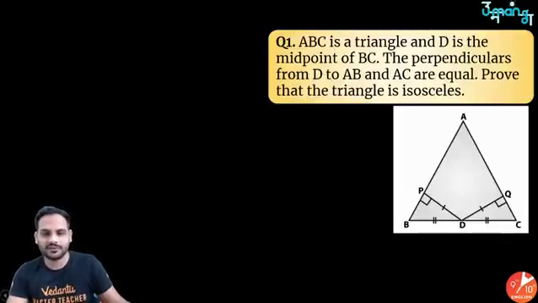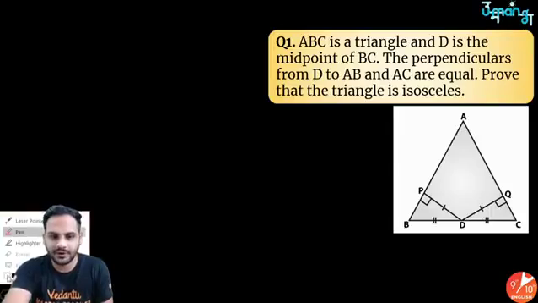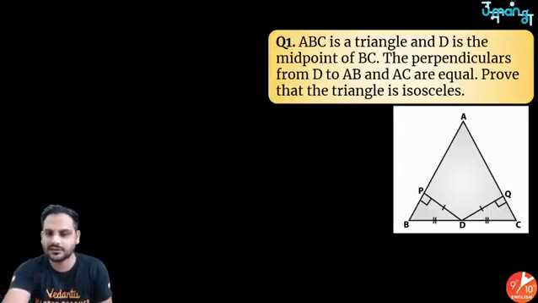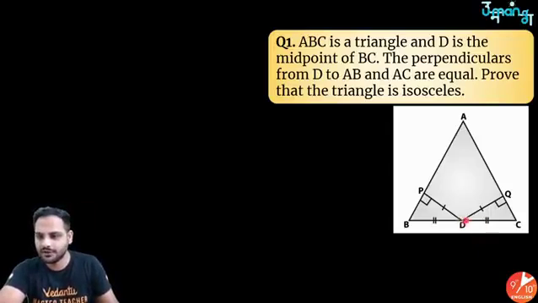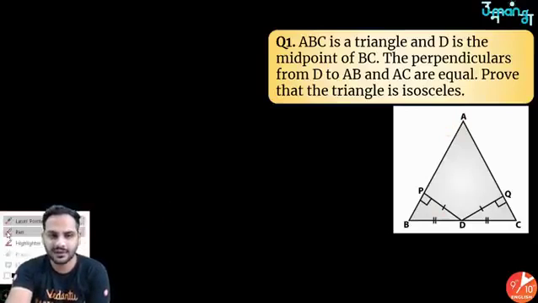So look, the first question says that ABC is a triangle and D is the midpoint of BC. You can clearly see D is the given midpoint, BD is equal to DC. The perpendiculars from D to AB and AC: from D we have dropped the perpendicular on AB, which is DP, and on AC, that is DQ, right? These perpendiculars are also equal, so PD is equal to QD. Prove that the triangle is isosceles. That means we have to prove that this ABC is an isosceles triangle.